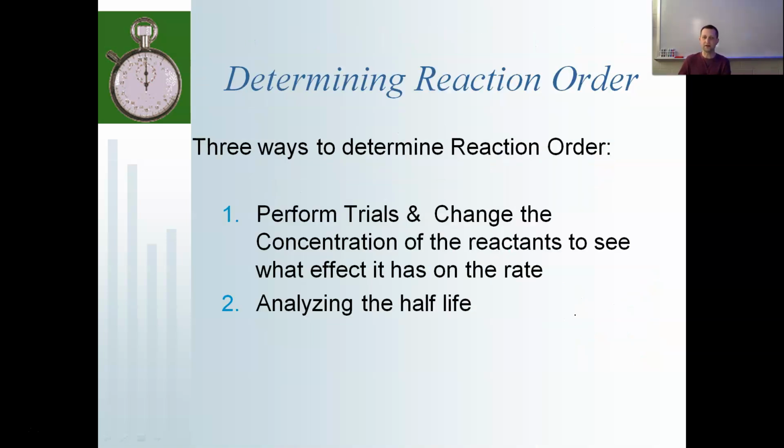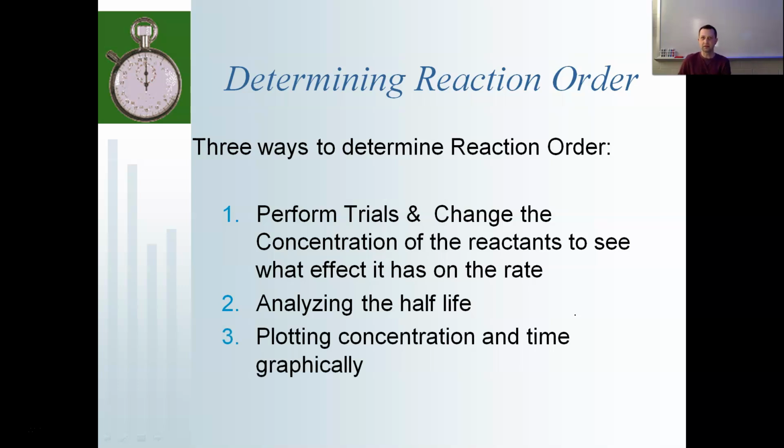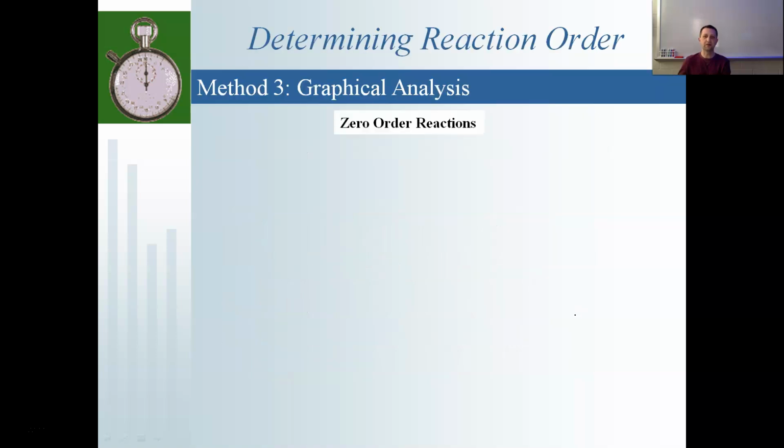That is way number 2 to figure out reaction order. The last one is the conclusion to this lesson, which is very important because you're going to be doing some of this in your iodine clock reaction lab. You're going to have to analyze these. It's applying the concentration and time graphically. Let's take a look at what the graphs look like for 0, first, and second order reactions.